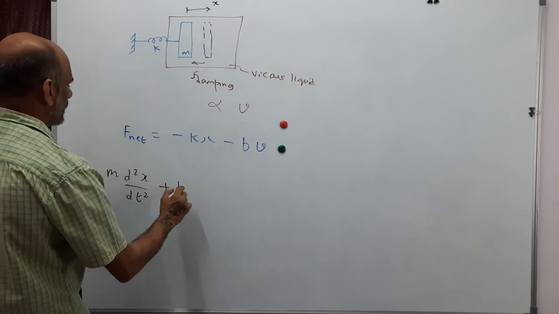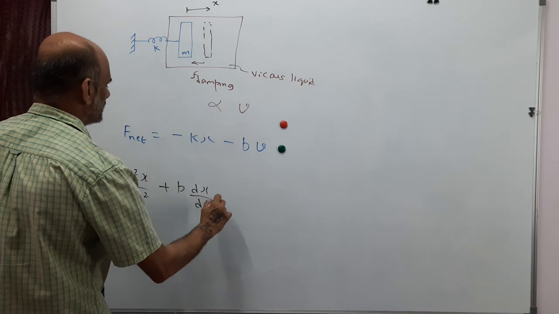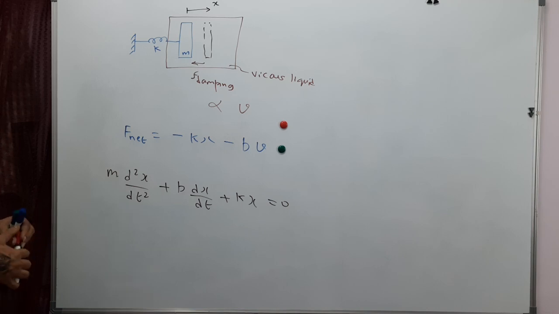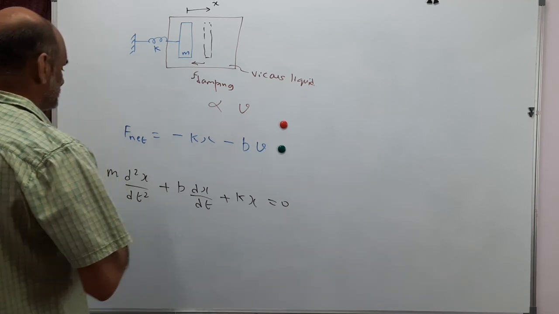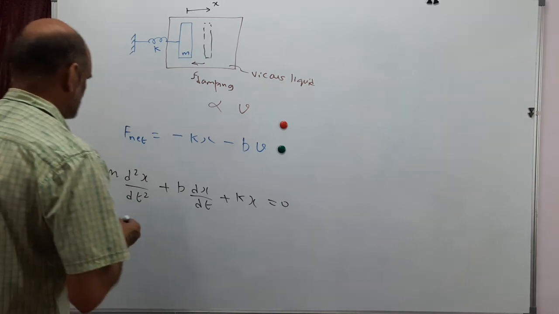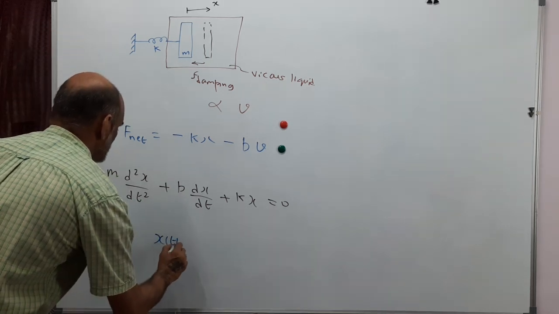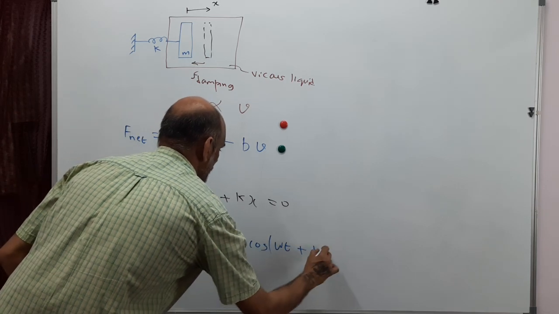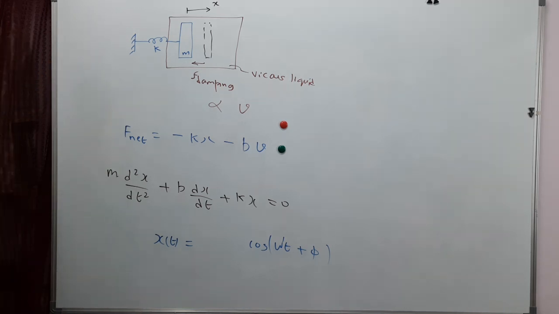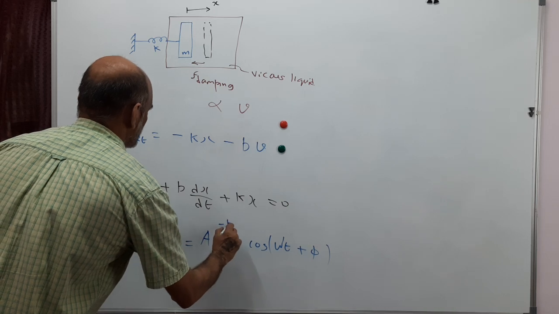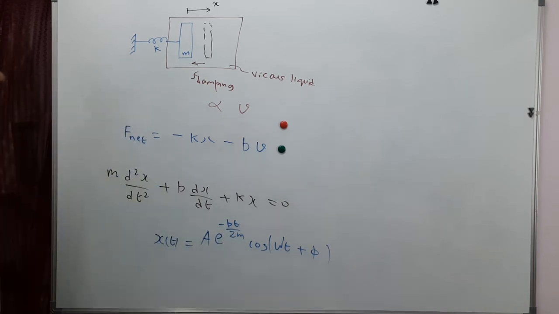This, if it comes here, b into dx by dt plus k into x equal to 0. So this is a standard differential equation, and the solution of this is, suppose this term was not there, then say SHM. So the solution will be cos omega t plus phi. But because of this term, x as a function of time will be cos omega t plus some initial phase, and this omega will become omega prime, which is different from omega a little bit. And this amplitude will be constant amplitude if this damping term was not there. But because of this damping term, it will be minus b t by 2m.